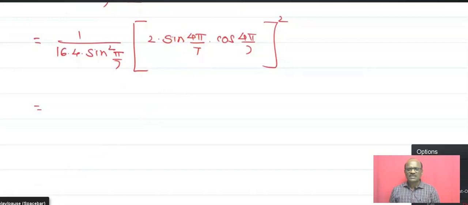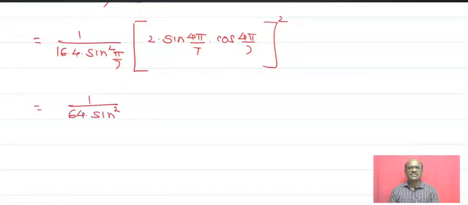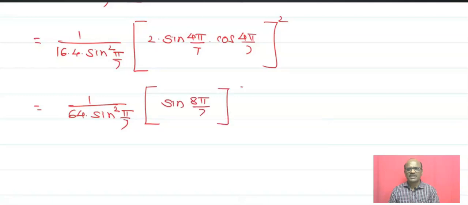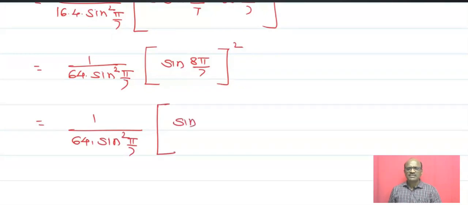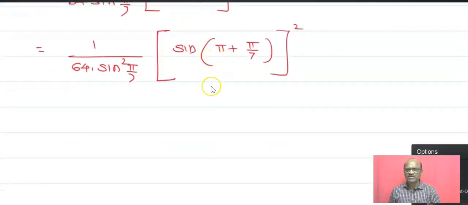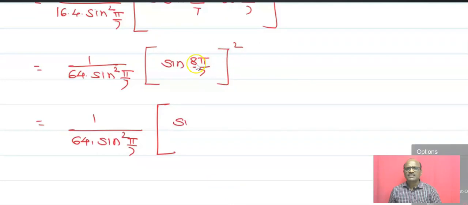Now see this here. 1 upon 64 sine square pi by 7, sine of 8 pi by 7, bracket complete. That is nothing but 1 upon 64 sine square pi by 7, and this can be written as pi plus pi by 7. Now this is very important. Now, see this again here. I'll show you. This is 8 pi by 7. If we divide this 8 pi by 7, then you will get pi plus pi by 7.